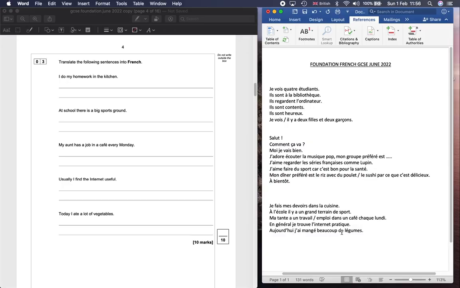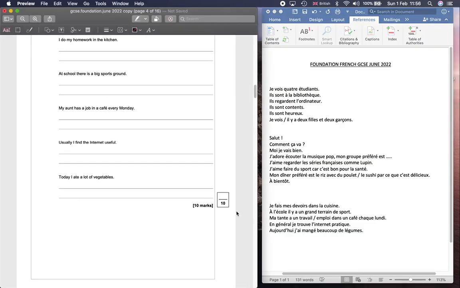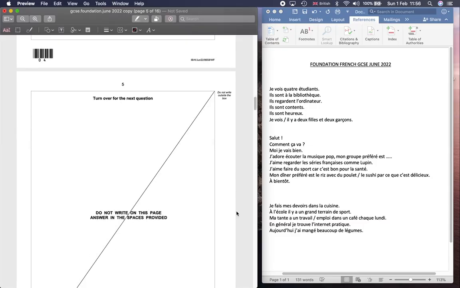As you can see here, it's not beaucoup des légumes because the expression a lot of, c'est beaucoup de. So try to remember that when you have a sentence that says a lot of people, beaucoup de personnes. And don't forget to put the S because it's not one vegetable, it's a lot of vegetables, especially if you have eaten a lot of them. Okay, so let's see what's next on this exam.